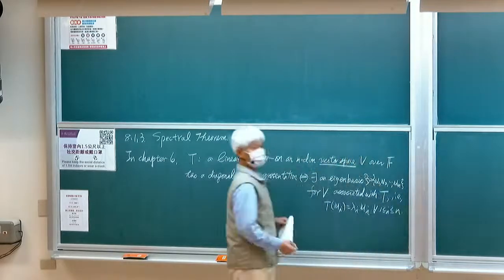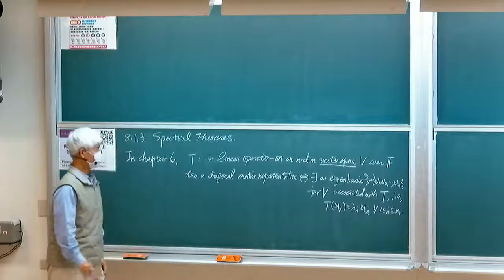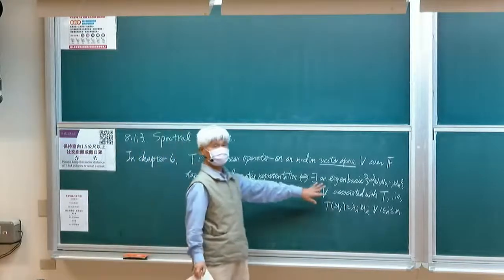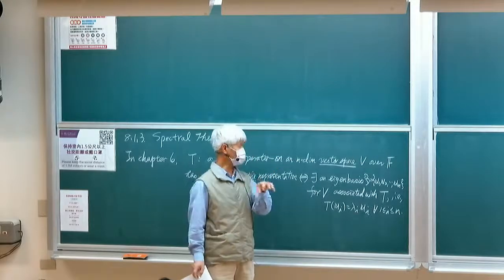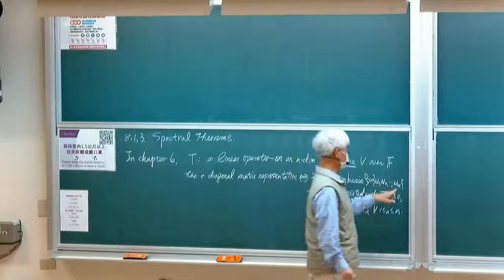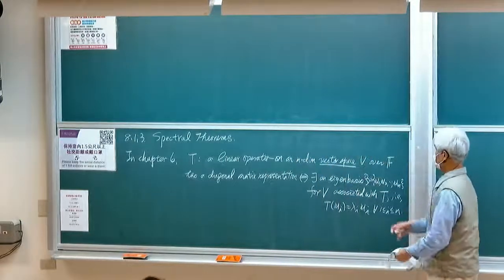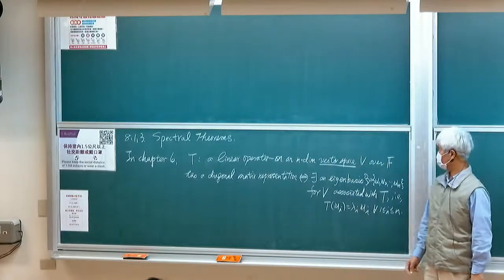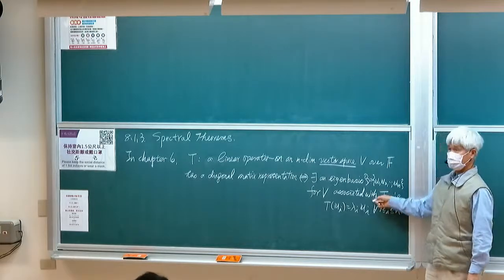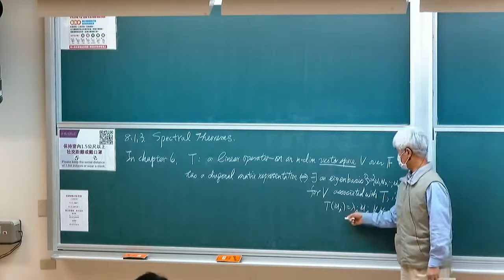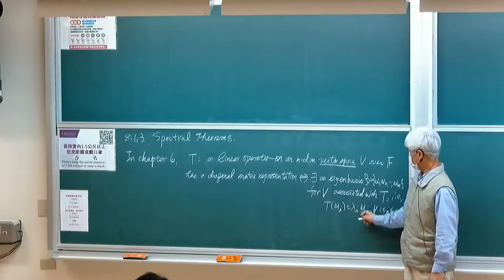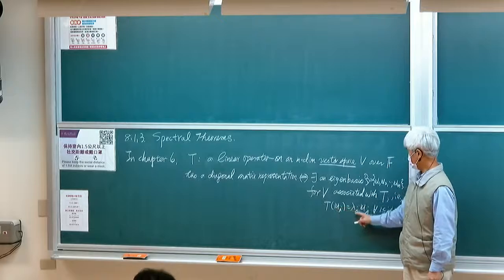So to have a diagonal matrix representation, we have to show there is an eigenbasis u1, u2 up to un for this n-dimensional vector space V associated with this T. That means there are eigenvalues lambda i's, and T ui equal to lambda i ui.